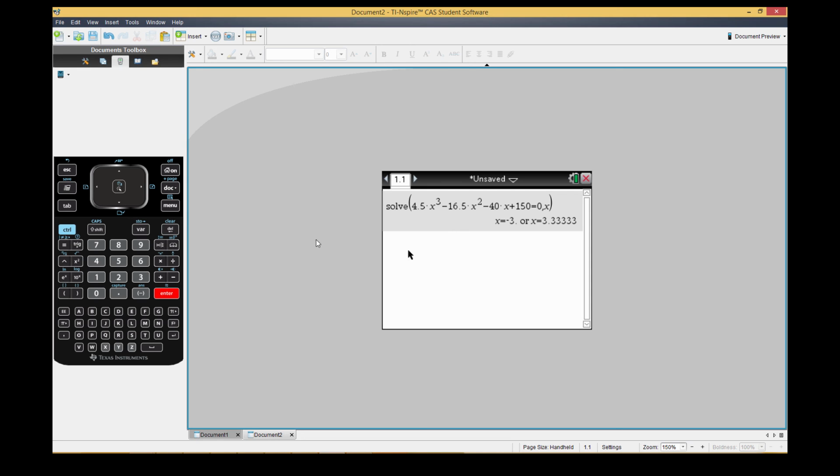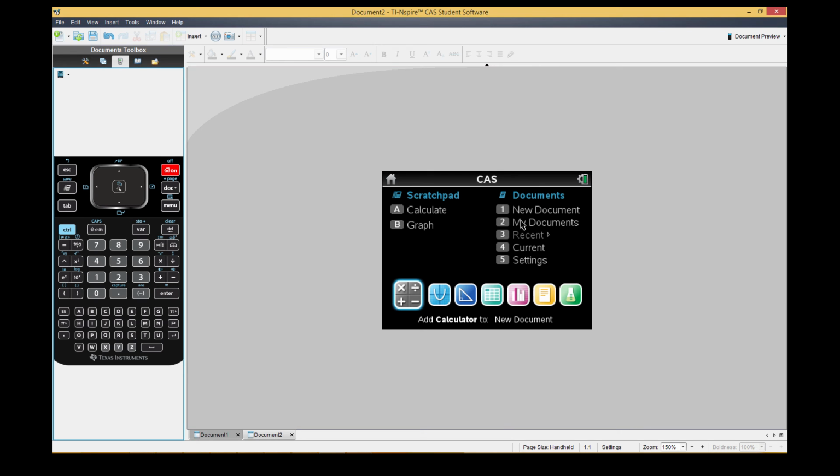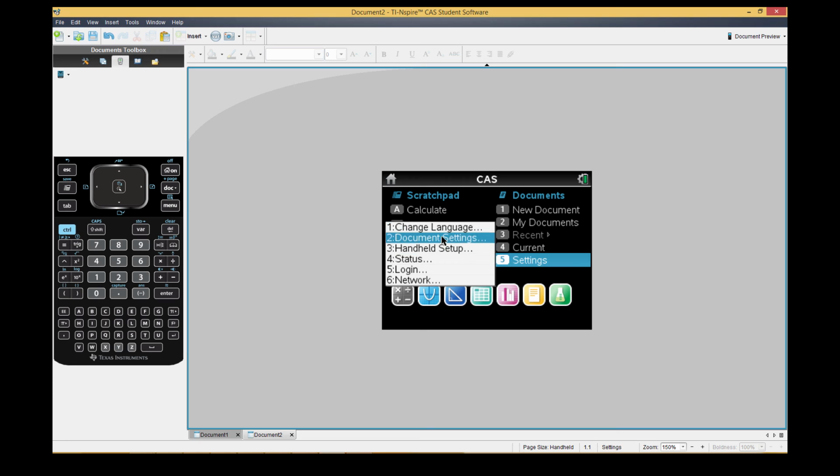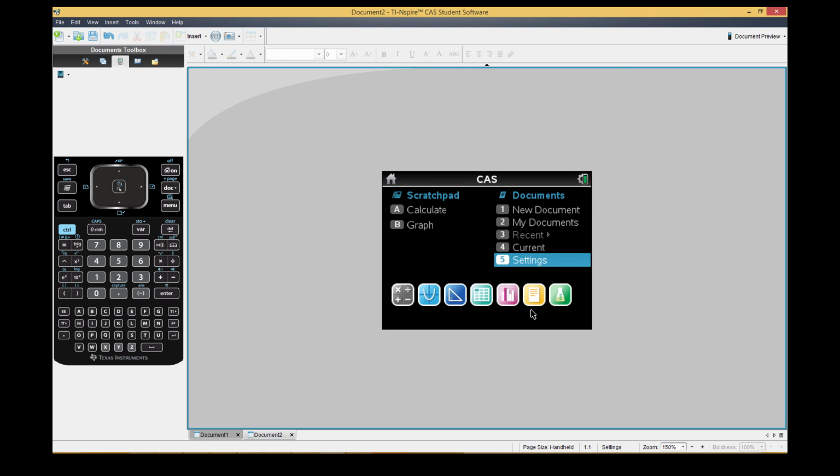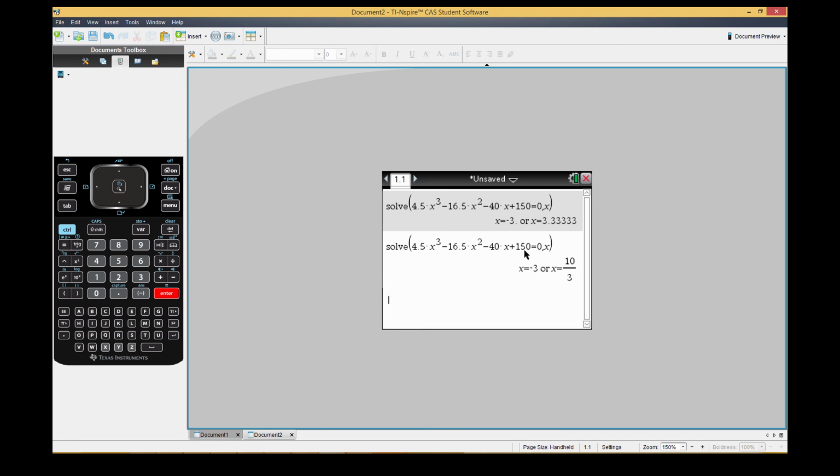So maybe I'll just change my settings. I want to get exact values. So go here, exact value. Okay. Get my current, and it gives us my exact value. So it's negative 3 and 10 over 3. So there's only two solutions there.